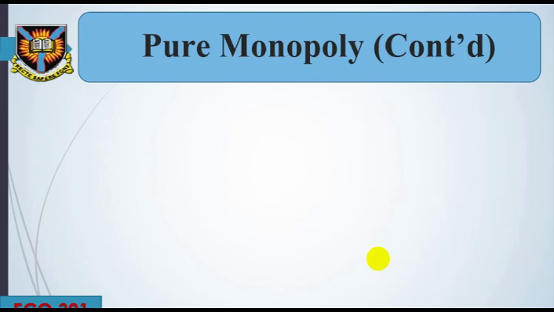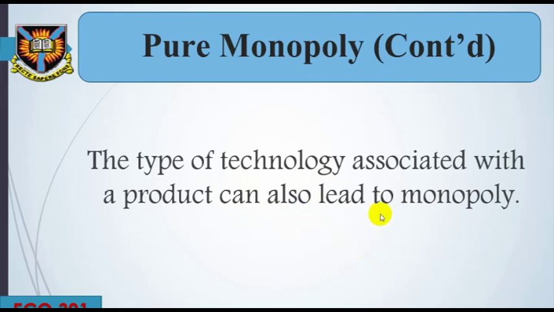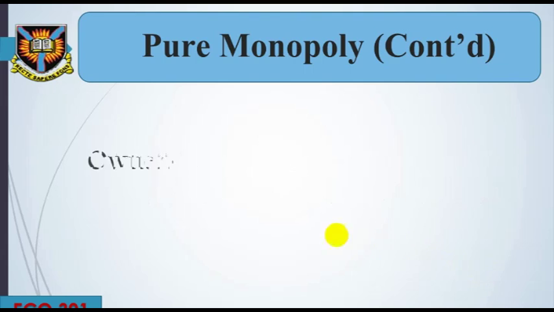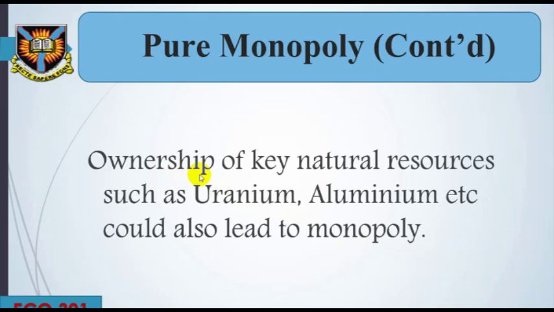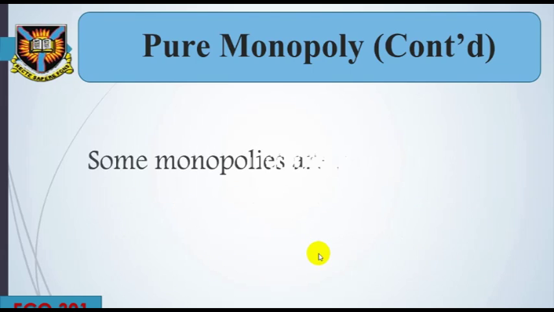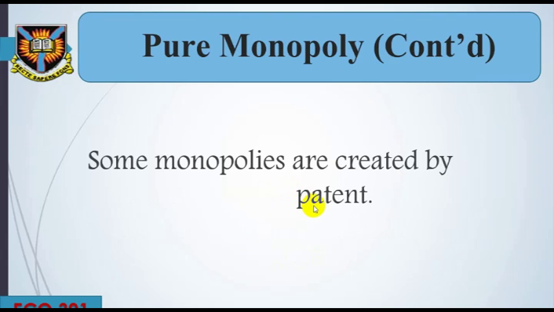2. The type of technology associated with a product can also lead to monopoly. IBM monopolized the computer industry for a long time before the invasion by Xerox and other firms. 3. Ownership of key natural resources such as uranium, aluminium, etc. could also lead to monopoly. 4. Some monopolies are created by patents.